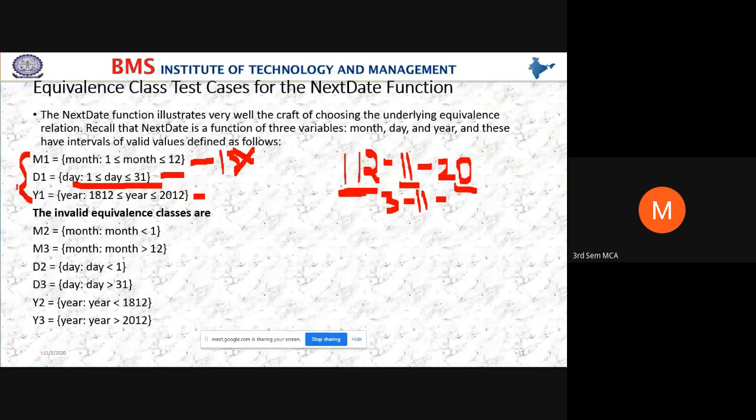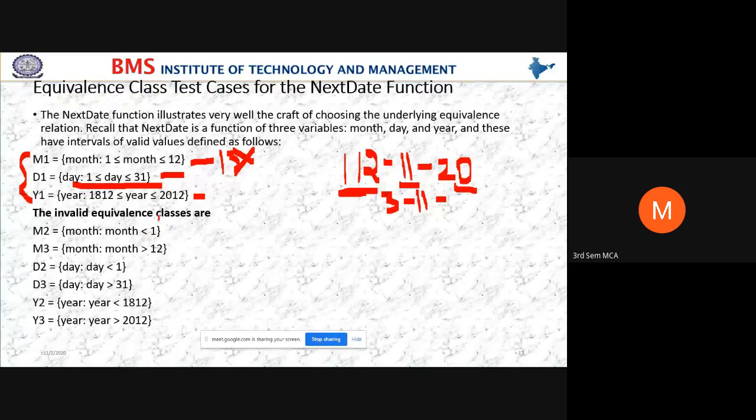So see here, these are all the intervals. These intervals are nothing but the subsets. These subsets are valid subsets. Correct, no, students? These subsets are valid subsets. Here we have some of the invalid subsets. Which are those invalid subsets? The month is less than 1.